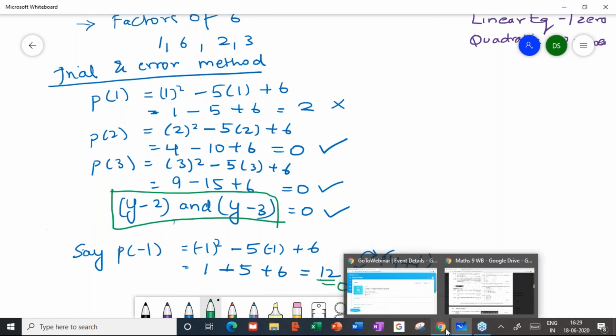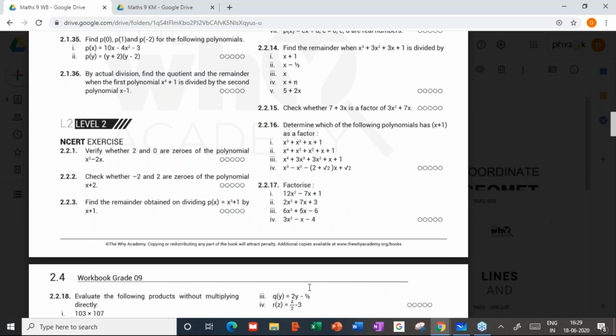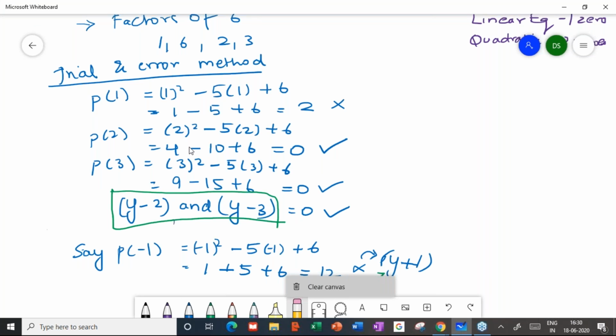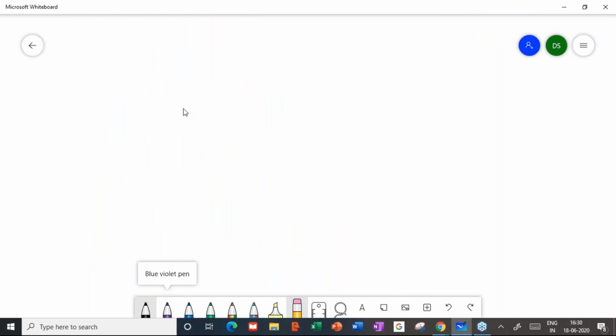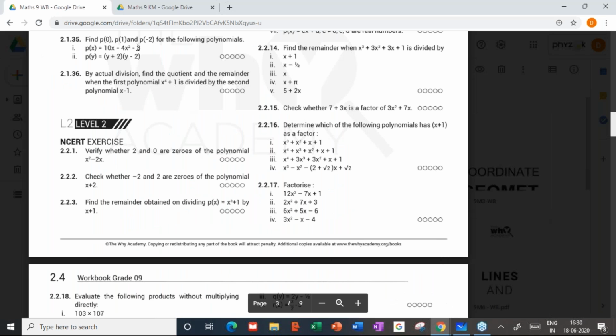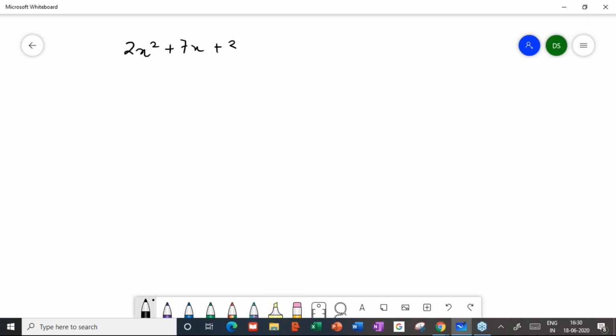Okay, so we'll take up an example here. What should we take up? Let's say this one itself. We'll take up the second one. Let me clear this. Okay, so the question is 2x square plus 7x plus 3, factorize. Right? Now you see x square has a coefficient here. So step 1 is to get rid of the coefficient. How do you do that? Divide throughout by that coefficient.